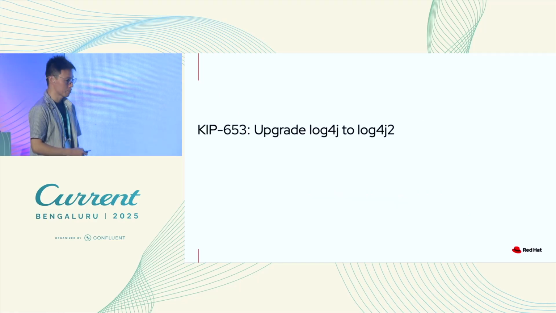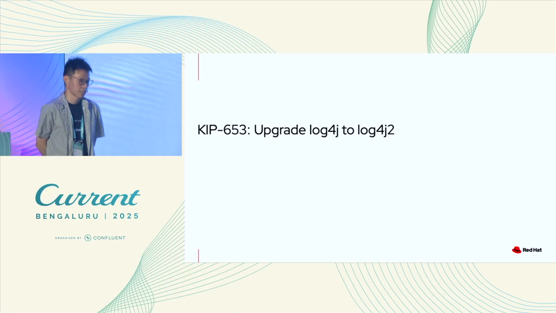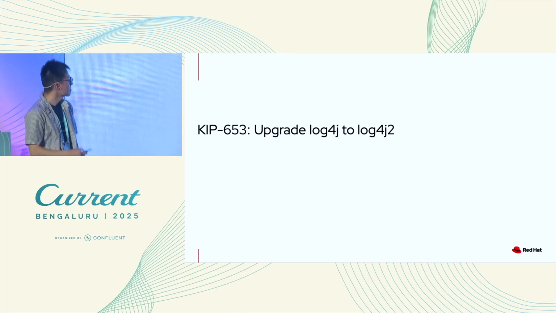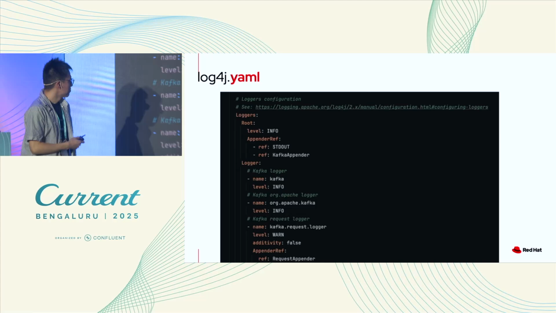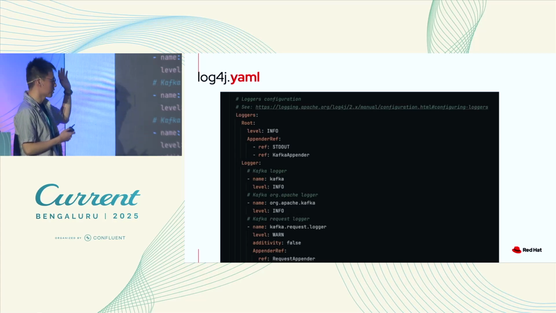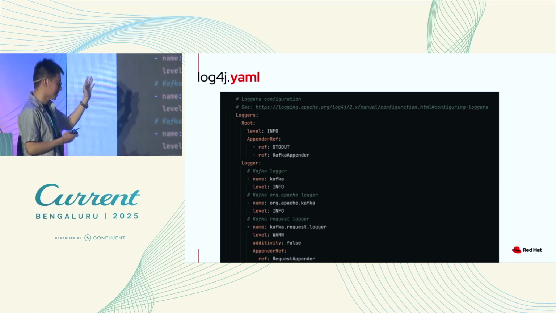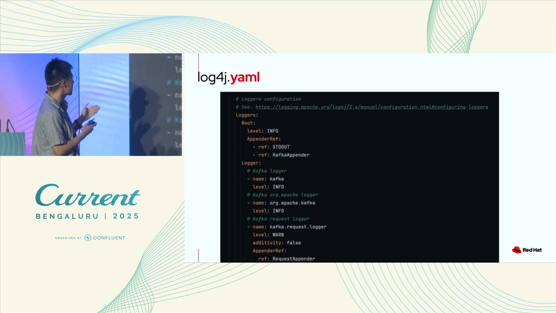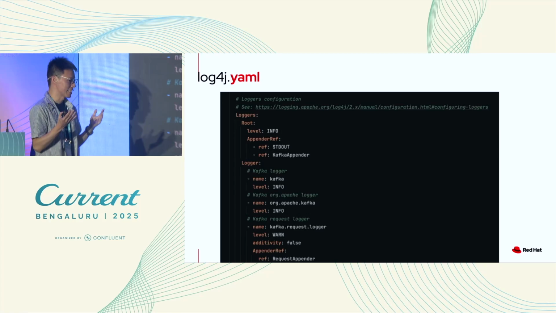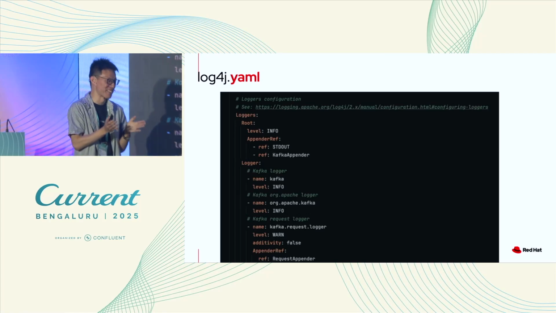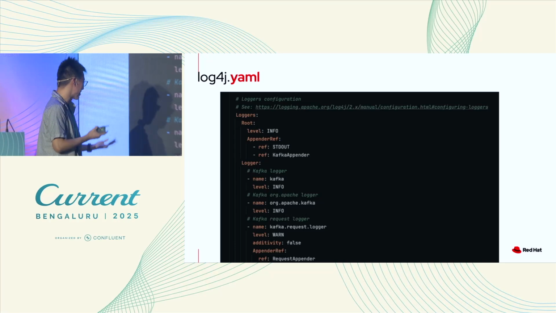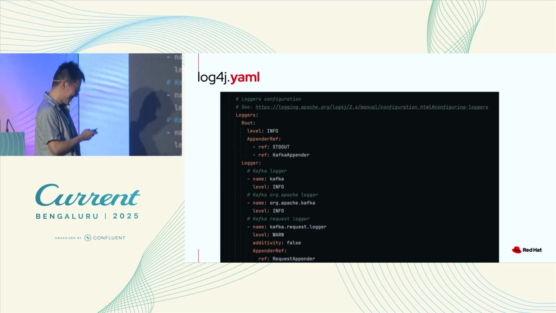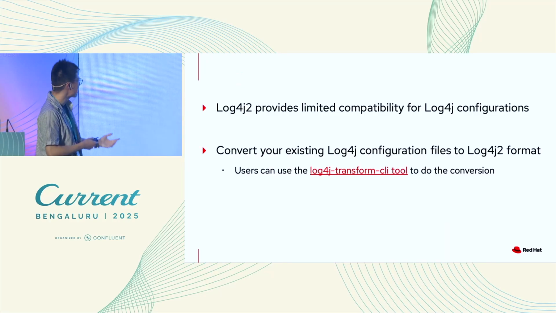Okay, next important change: Log4j to Log4j2. This is the new Log4j configuration file. You can see it's in YAML, which makes you feel it's upgraded, right? It's not Java properties anymore. It's already upgraded. Yeah. So let's see what it means to users.